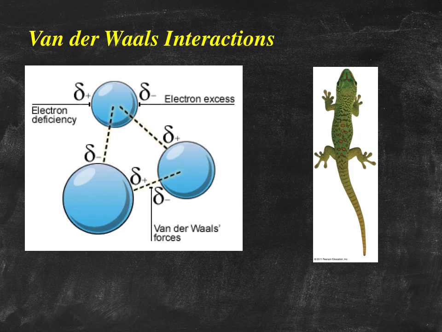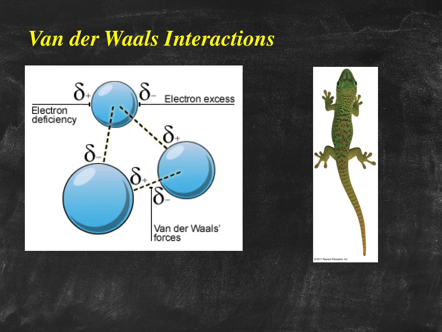The final type of bonding that we're going to talk about is van der Waals interactions. This happens when electrons are distributed asymmetrically around molecules or atoms. This happens just by chance. Electrons are constantly moving, and so because of that, there will be circumstances where sometimes the electrons are more on one part of a molecule versus another. This results in hot spots of positive or negative charge.